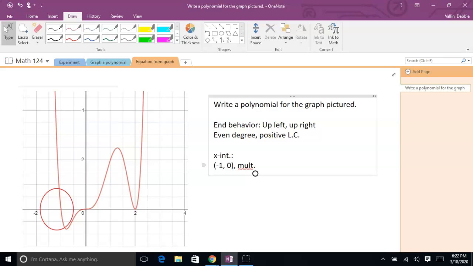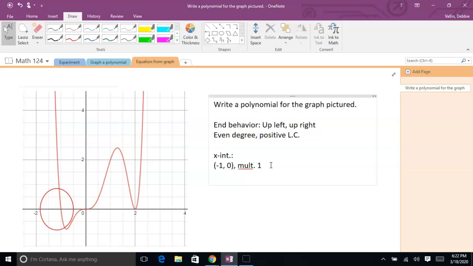If you just look, and I am holding my hands up, not that you can see me, and blocking out everything except that little circle, it looks a whole lot like a line. To the left of x equals -1, my graph is above the axis. To the right, it's below. I'm going right through there. And it just looks like a line. Well, lines have degree 1, so the multiplicity there is 1.